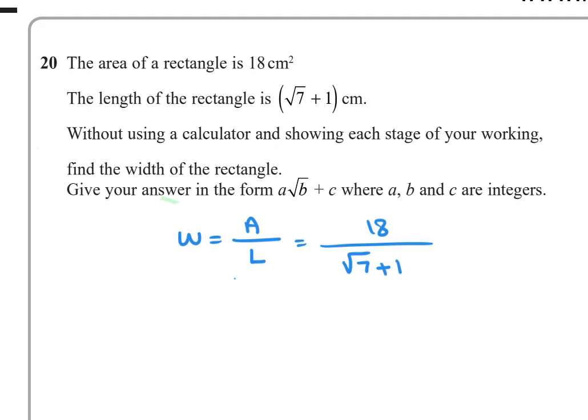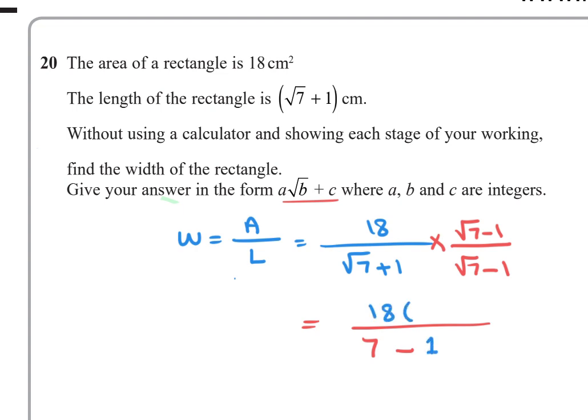So to write in this form, you need to rationalize the denominator. So multiply by the conjugate of the denominator, which is root 7 minus 1, for the numerator and the denominator. Now for the denominator, root 7 plus 1 times root 7 minus 1 equals root 7 squared, which is 7, minus 1 squared, which is 1. So 7 minus 1. And the numerator is 18 bracket root 7 minus 1.